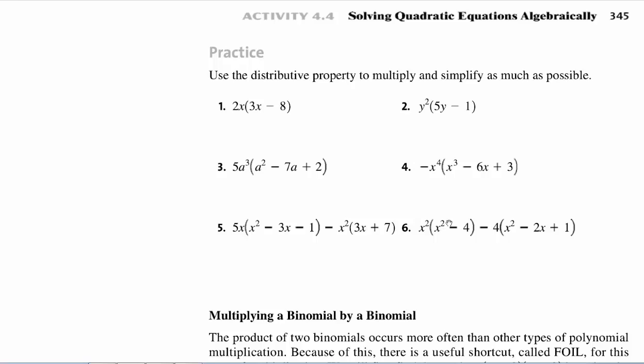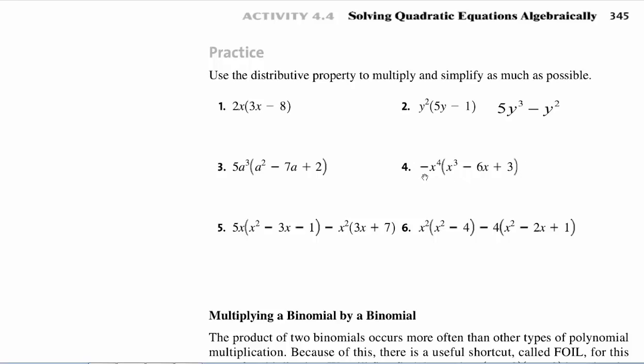So let's try a few practice problems. Problem 2, we have y squared times the quantity 5y minus 1. So we're going to distribute the y squared all the way through. Right? We're going to multiply the 5y by the y squared and the negative 1 by the y squared. So we're left with 5y cubed minus y squared.